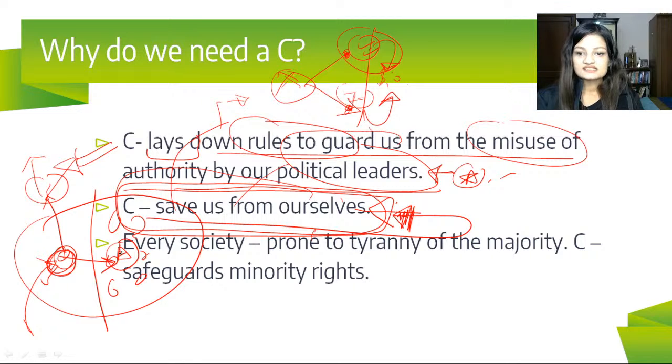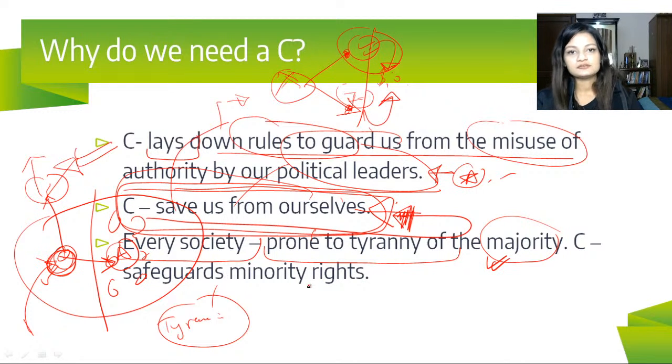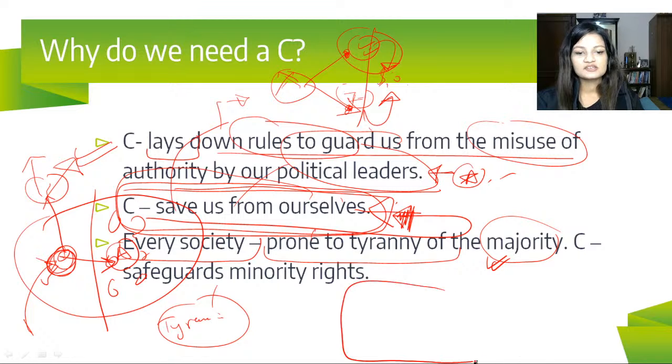Okay, so the next thing is that every society is prone to the tyranny of the majority. Now this must seem very confusing, what is this tyranny of the majority? But again, guys, in the first slide we had discussed what tyranny means. This basically means absolute authority. But what does this term majority mean? For example, I'll explain to you what majority and minority mean.